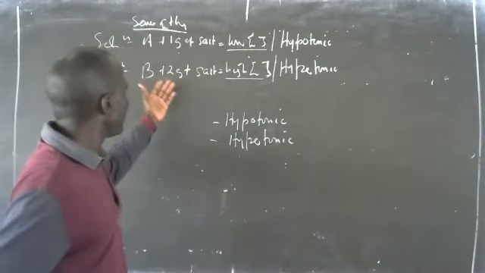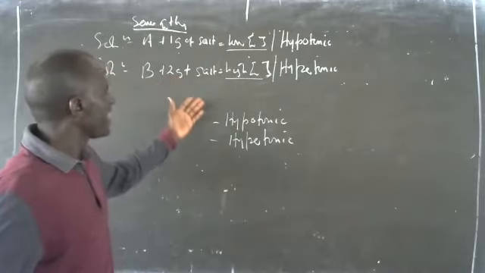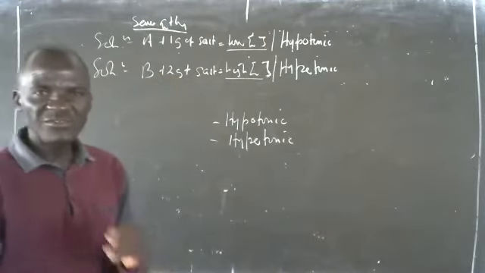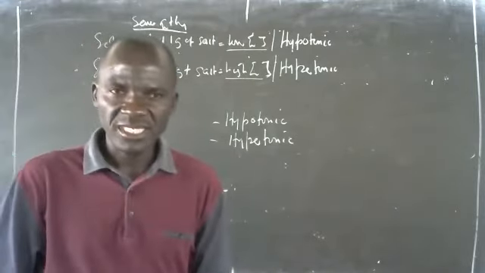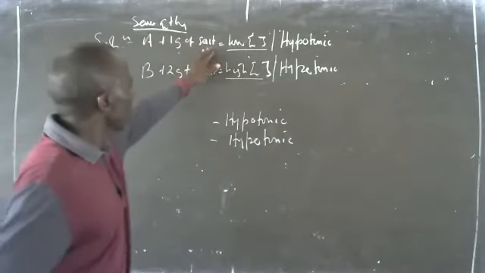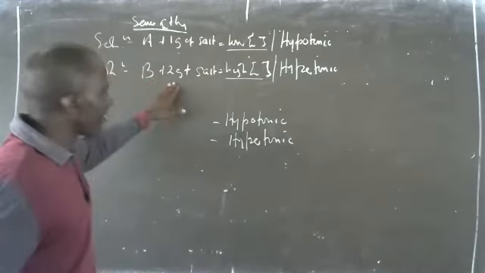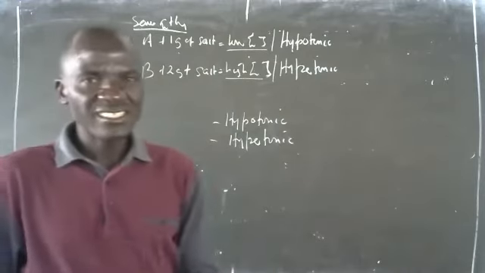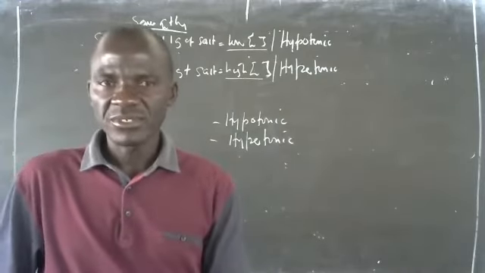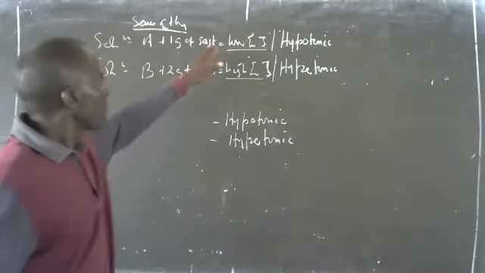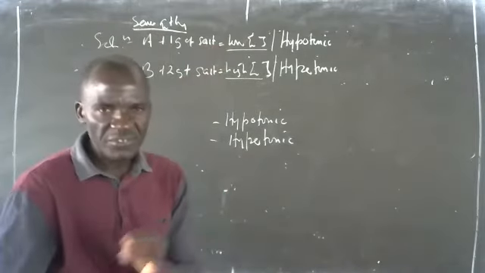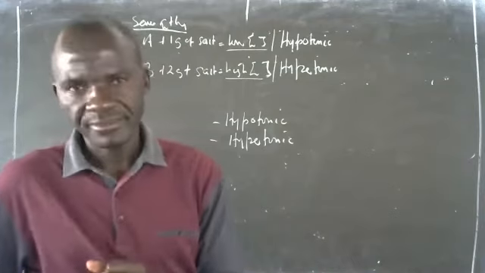This is hypotonic. Why? It contains few solute molecules. This is hypertonic, sorry. Why? It contains many solute molecules. This is hypotonic because it contains fewer compared to B.